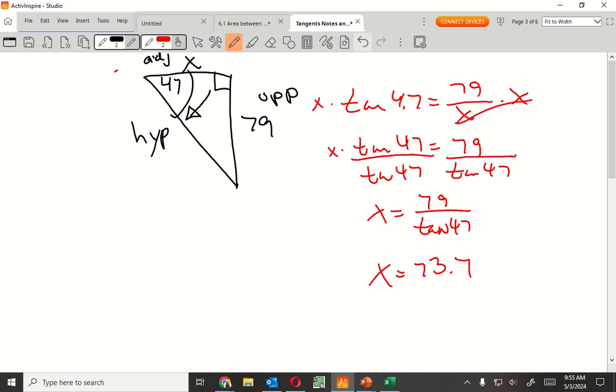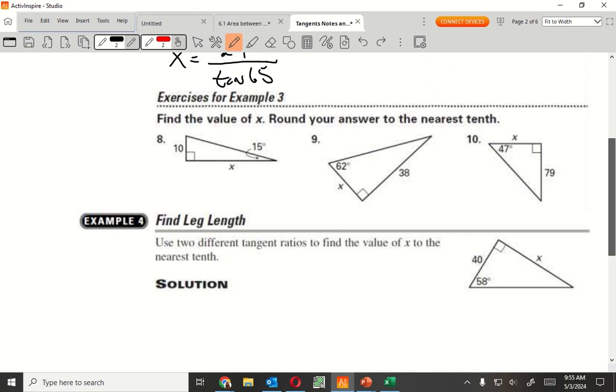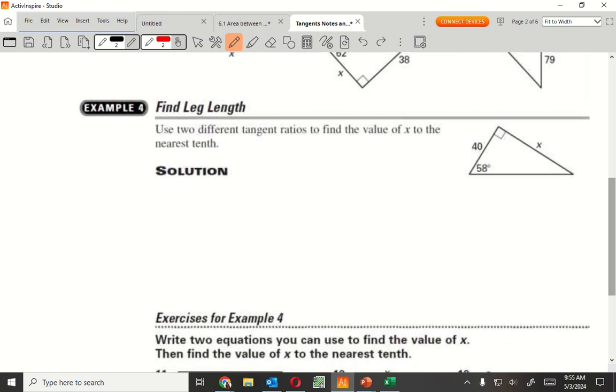Let's go and finish up the last part of our notes, which is example 4. It says find the leg. Use two different tangent ratios to find the value of x to the nearest tenth. You can do it two different ways, but I'm going to try and show you how to do it the easiest way. So let's go ahead and set this one up.